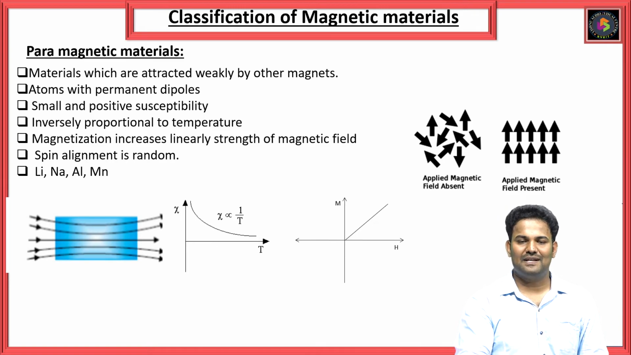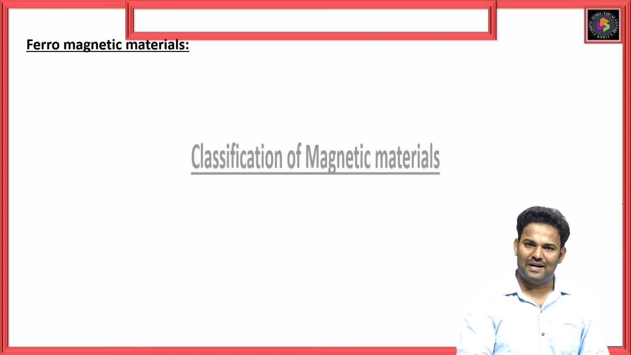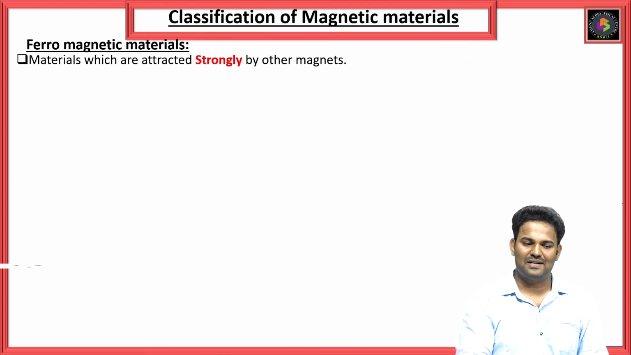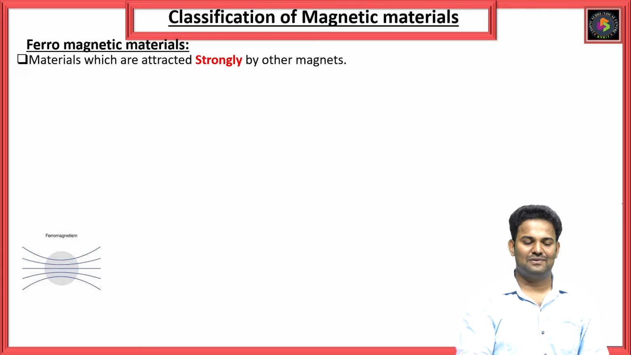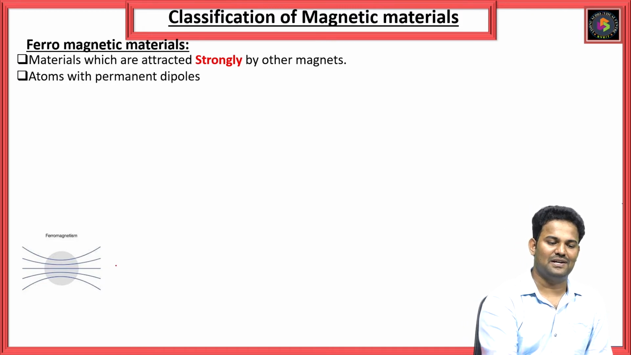The examples for paramagnetic materials are lithium, sodium, aluminum, manganese. These are the best examples for paramagnetic substances. Next one is the ferromagnetic materials. In the classification of magnetic materials, ferromagnetic materials are attracted by magnets very, very strongly in nature. If you see the diagram, these are attracted very, very strongly.